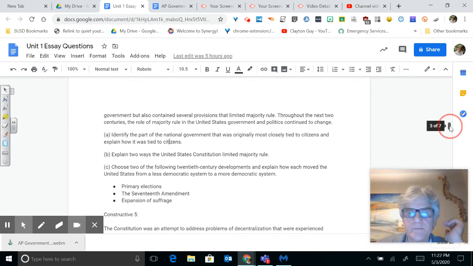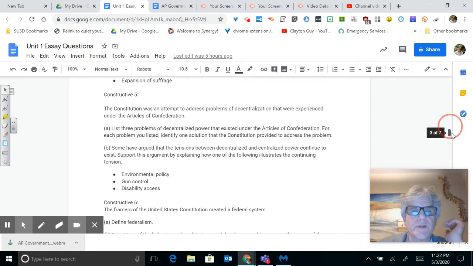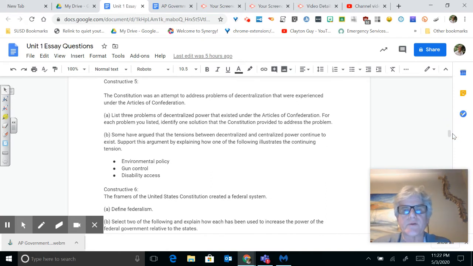Essay number 5. The Constitution was an attempt to address the problems of decentralization that were experienced under the Articles. List 3 problems of decentralized power that existed under the Articles of Confederation. For each problem you listed, identify one solution that the Constitution provided to address the problem.